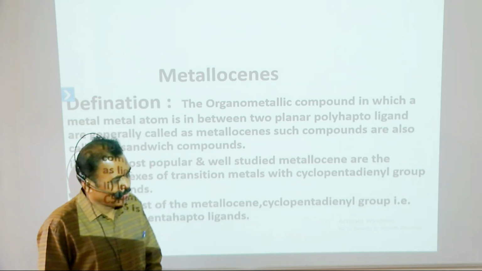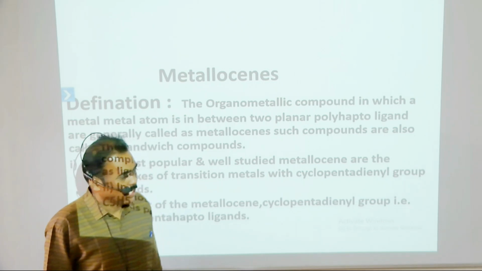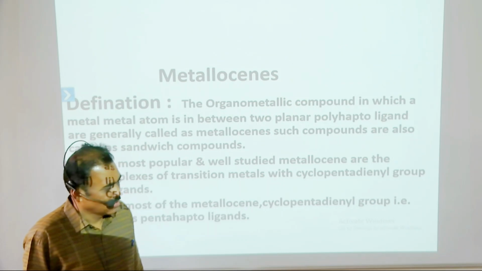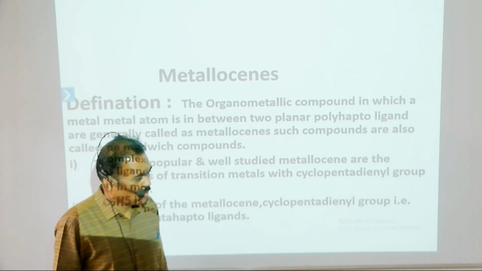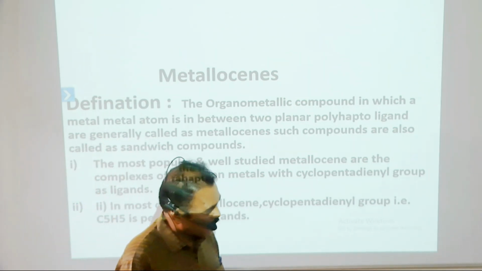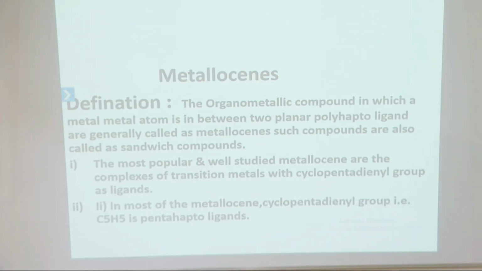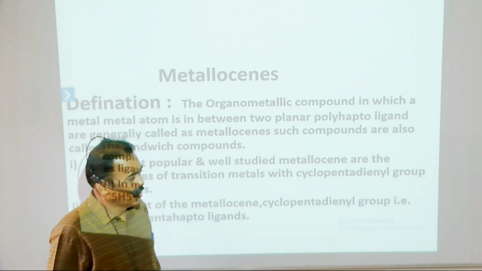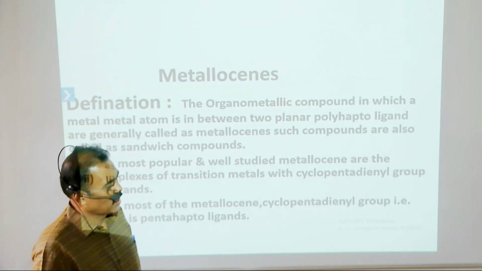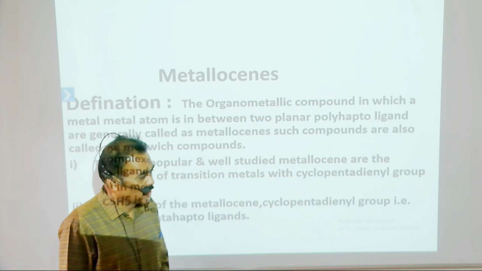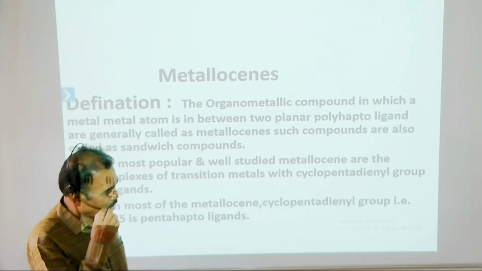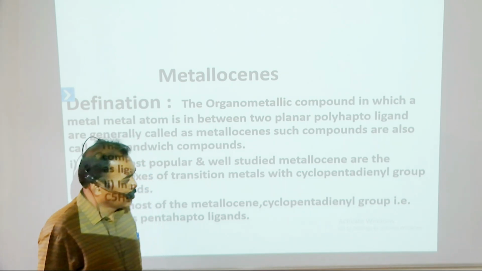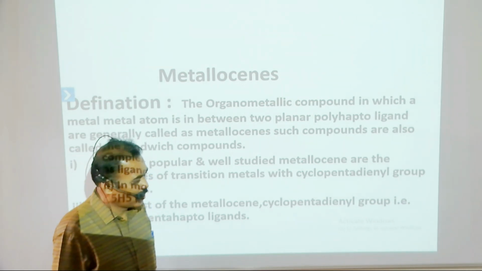The organometallic compound in which a metal atom is in between two planar polyhaptoligand are generally called as Metallocene. Such compounds are also called sandwich compounds. The most popular and well-studied metallocenes are the complexes of transition metal with cyclopentadienyl group as a ligand. This is the important type of organometallic compound, metallocene.